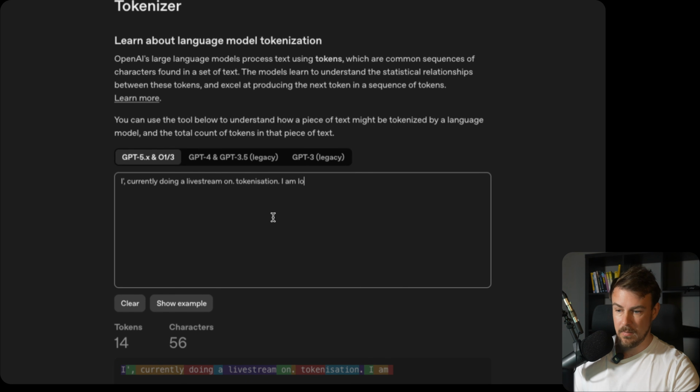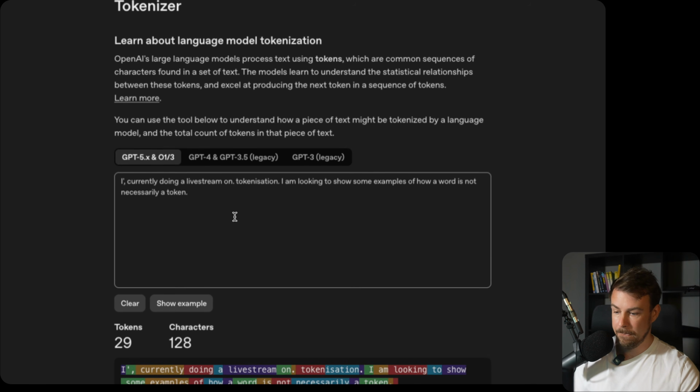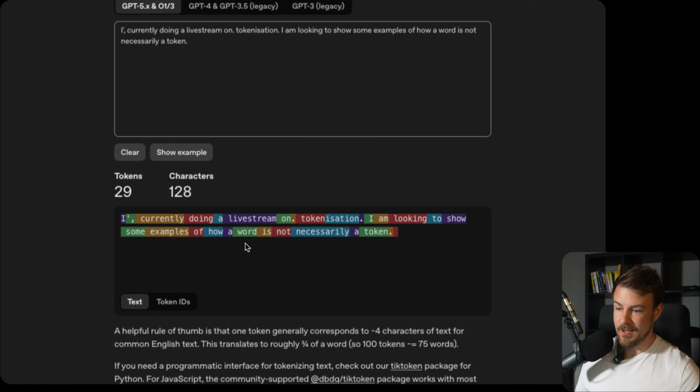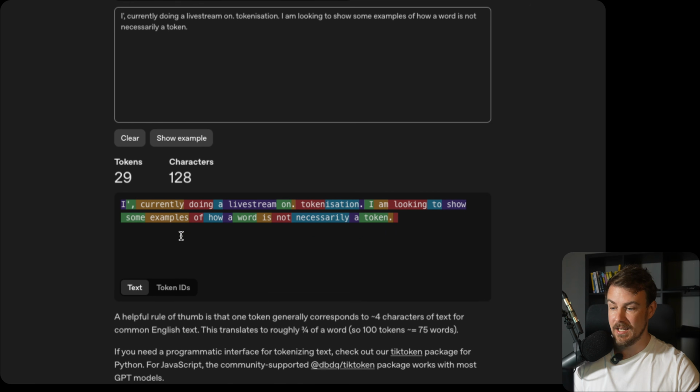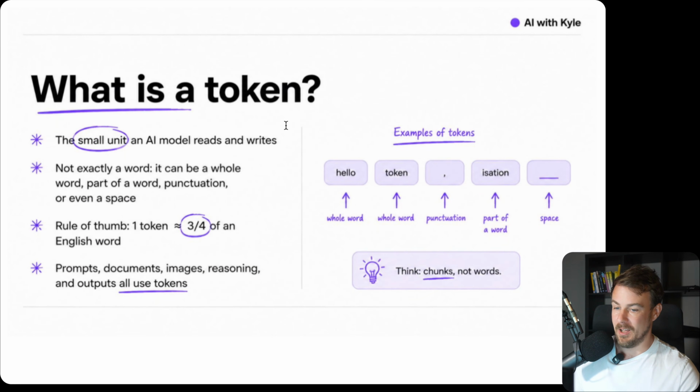I am looking to show some examples of how a word is not necessarily a token. Let's see if we get any better ones. That is fascinating and very annoying for my demonstration. Go and try these out yourself, because what I wanted to show is that a token is not a word, but we are currently getting a one-to-one. For the most part, we are getting a one-to-one relationship, which is very annoying for the demonstration. I should have prepared some other ones.